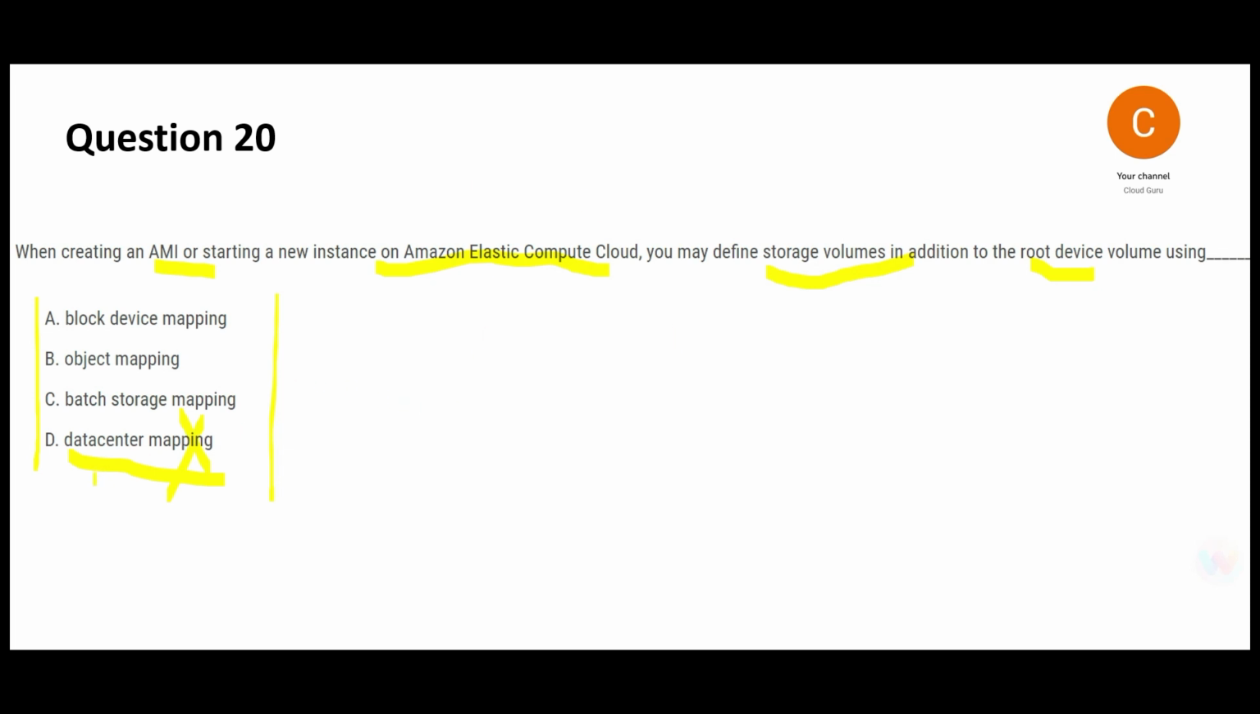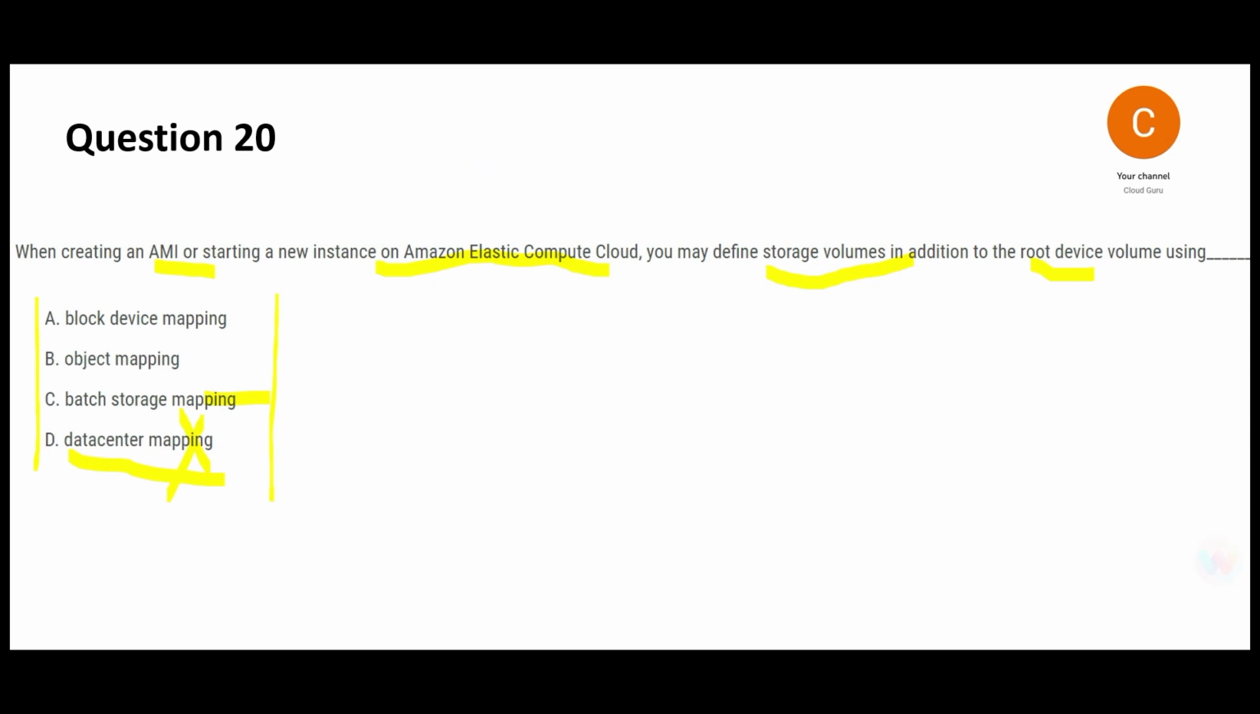Now C talks about batch storage mapping. Okay, what is batch storage mapping? There is a feature called AWS Batch. There is nothing called batch storage mapping. I did not see this. You can try Google and search for it. If you find something interesting, you can drop it in your comments.